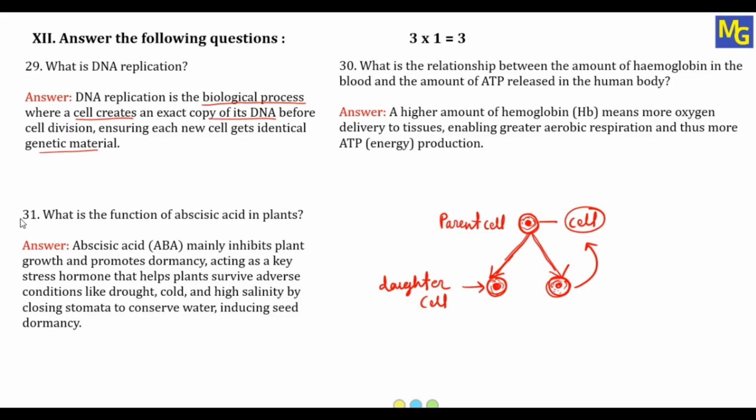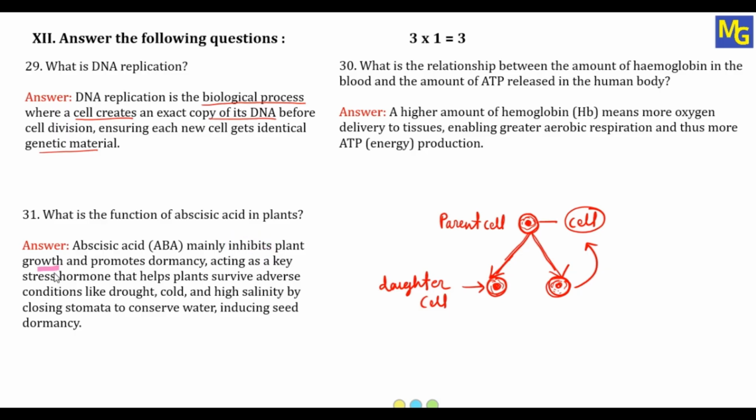Now we are going to move to question number 31. What is the function of abscisic acid in plants? Plants also produce many hormones like auxins, gibberellins, cytokinins, abscisic acid, etc. So here the question is, we have to tell the function of this abscisic acid. Answer: abscisic acid, the short form of which is ABA, mainly inhibits plant growth. Inhibit means what? Stops, prevents plant growth.